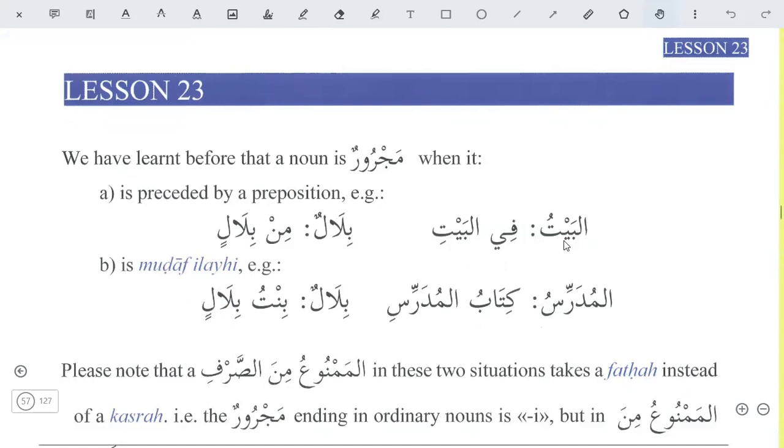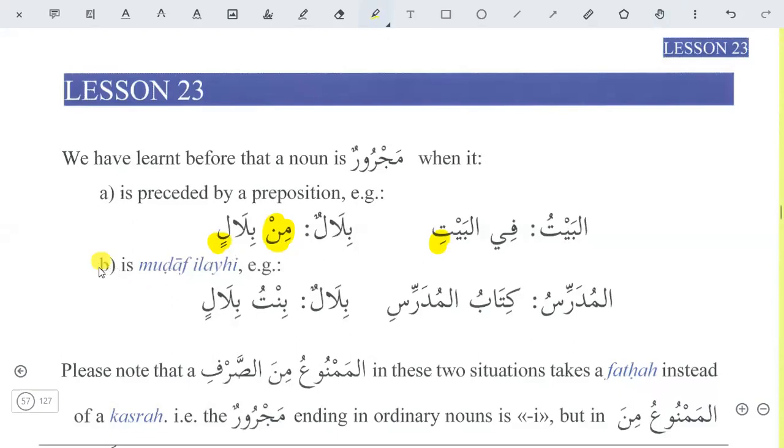Al baitu, the house. Fil baiti, in the house. So al baitu is preceded by a preposition fi, so it is majrur here. Fil baiti. Bilalun, Bilal. Min Bilalin, from Bilal. So min is a preposition. Because of the min, Bilalun becomes majrur here.